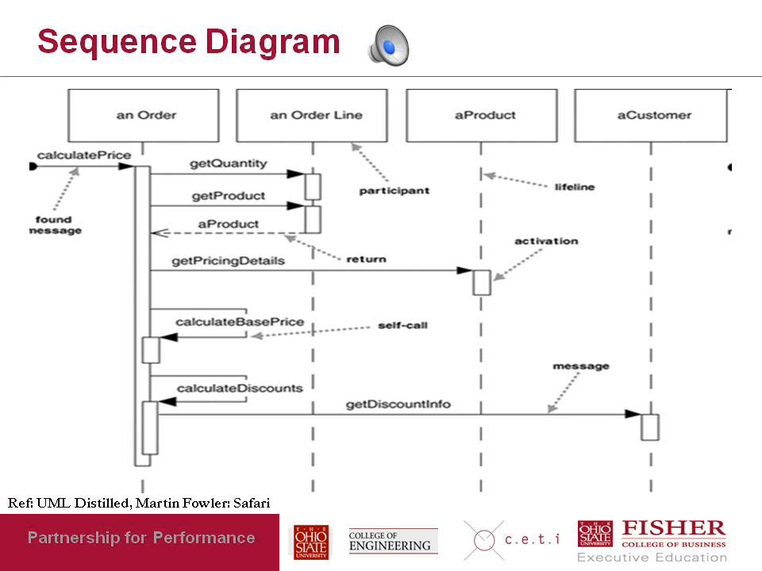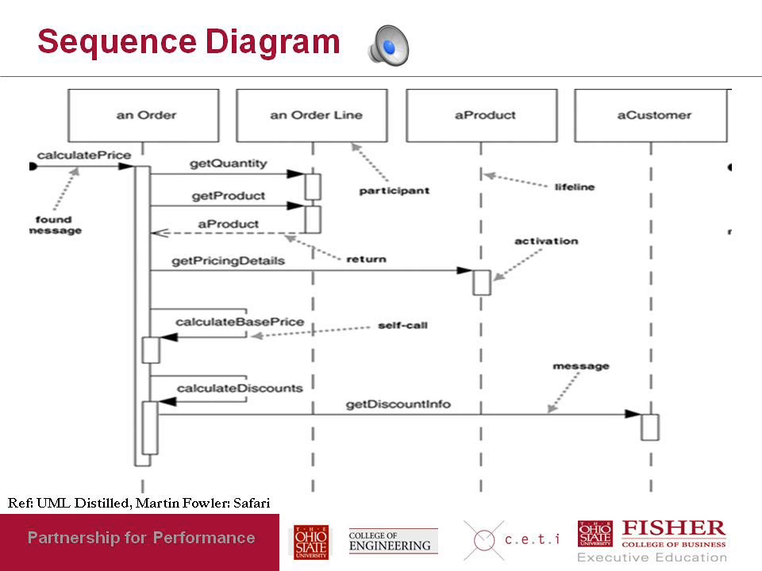Get pricing details is a message that's going from an order all the way to a product, and so on. You will see different kinds of messages. So I already pointed out the return message. You will also see a message known as a self call or a self message. And here, an example of that is the calculate base price message that an order is making on itself, and calculate discounts is making on itself.